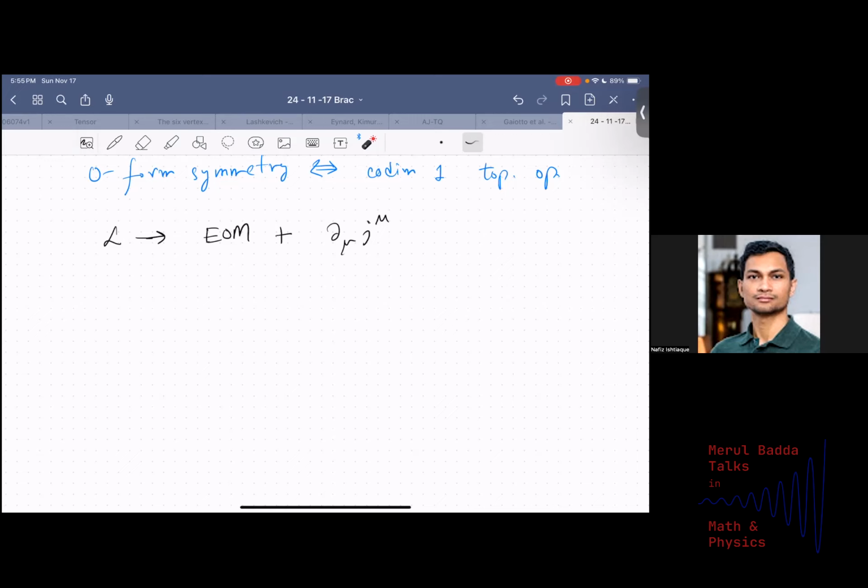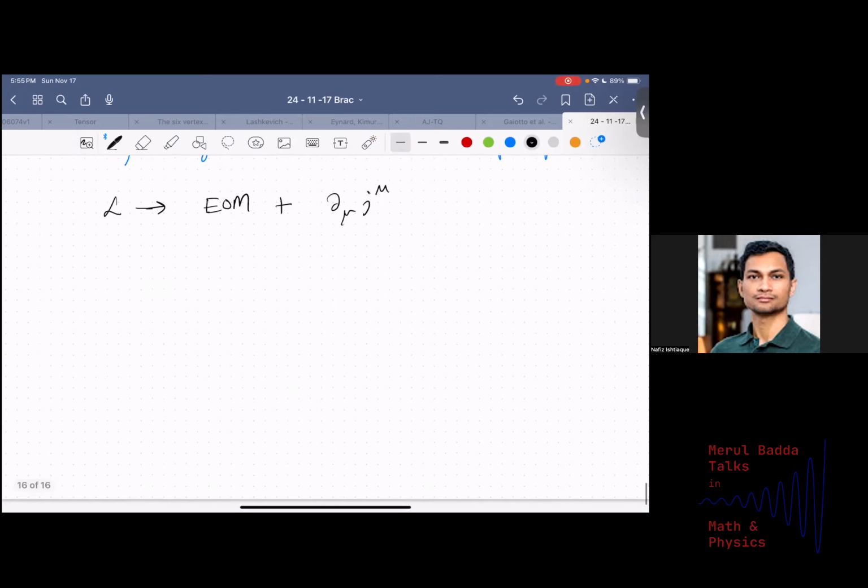Okay, so let me give an example, and then maybe I will elaborate a bit. So let's take this example that we started with. Complex scalar. So this is the Lagrangian. And yeah, it's clear that this has a global symmetry, a U1 symmetry.